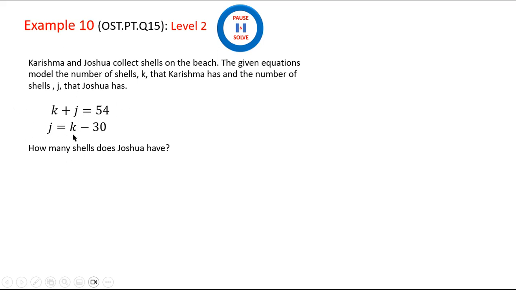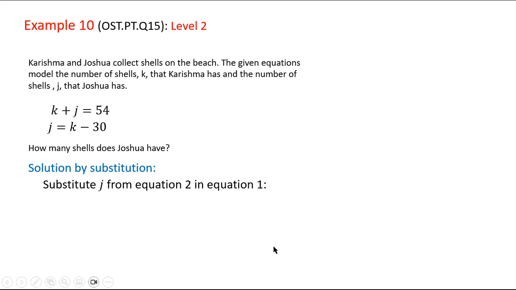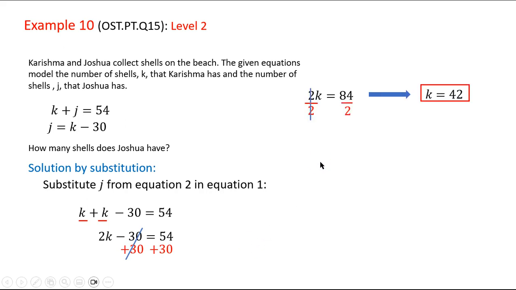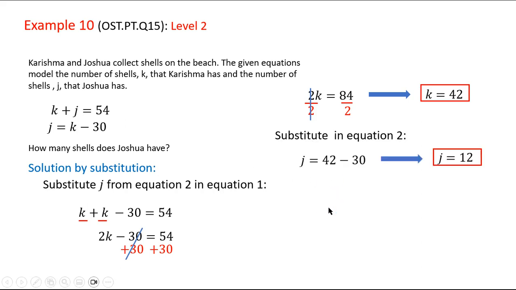In this situation it's really straightforward. You take this value from here and plug it here. It's called substitution. So take J from equation 2 into equation 1. K plus J is K minus 30, combine like terms. Add 30. 2K is 84, divide by 2. K is 42. Use the second equation here to find J. 42 minus 30. J is 12. That is the answer to this problem. You can always check your answer.